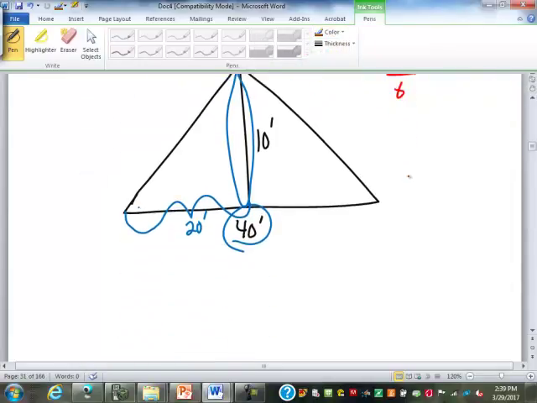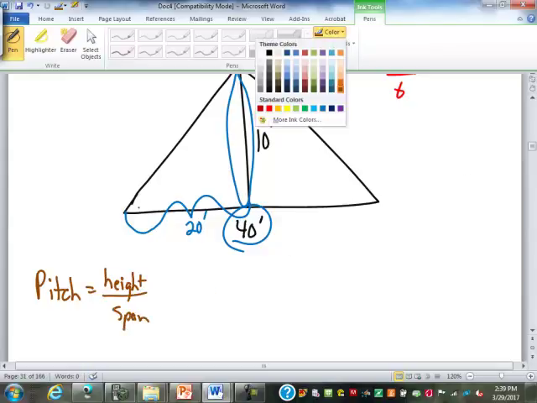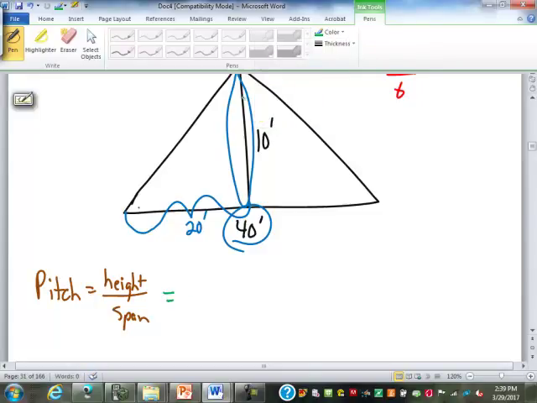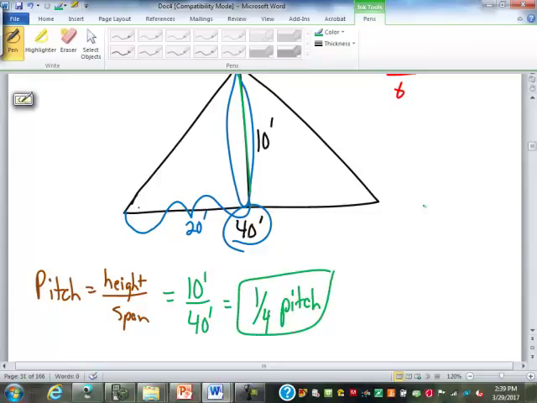Pitch is slightly different. Pitch is height over span. So the height of this roof is still the 10 feet, but the whole span here is 40 feet. And pitch is fully reduced. So 10 over 40 reduces to 1/4. So this roof would be referred to as a 1/4 pitch.